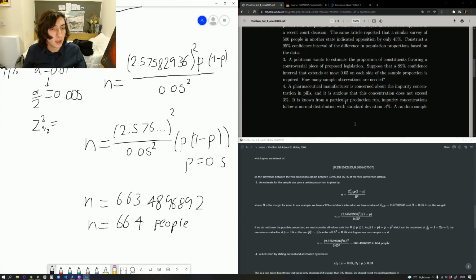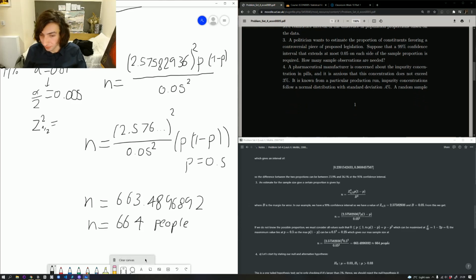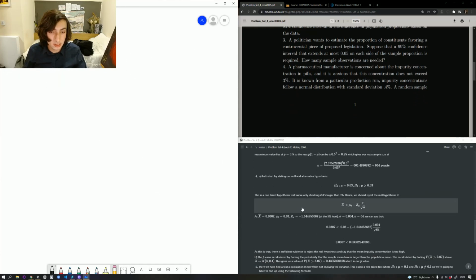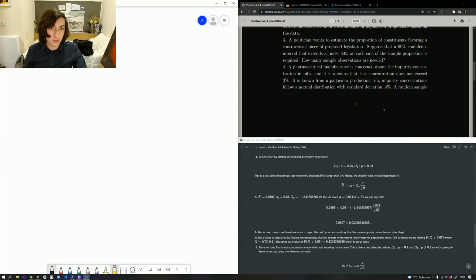Okay, we also want to go for number 4 now. Number 4 considers, first of all, whether the concentration exceeds 3% or not. In this case, we're doing means. So the null hypothesis is that concentration is at 3%, which we're going to put as 0.03, and the alternative is that it's larger. Remember this is a one-tailed, one-sided test. I like tailed, you know? Tailed makes it sound kind of cool.